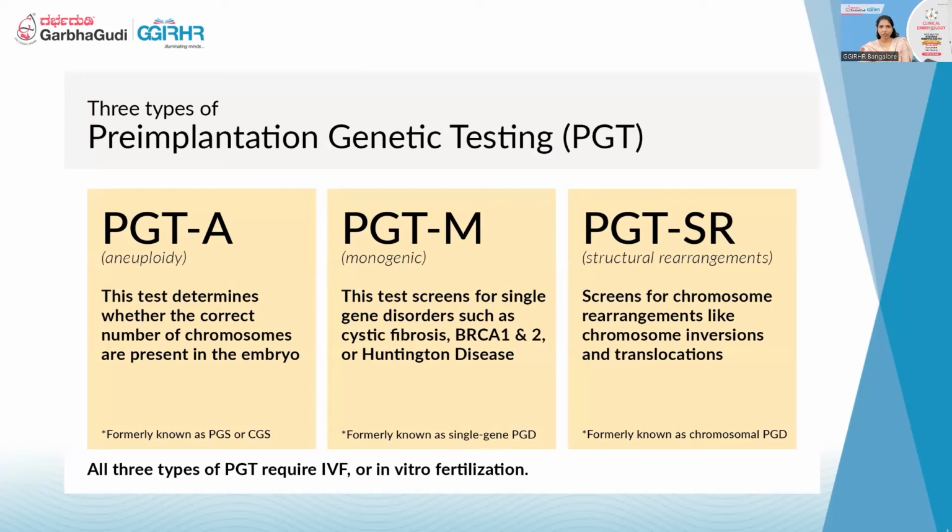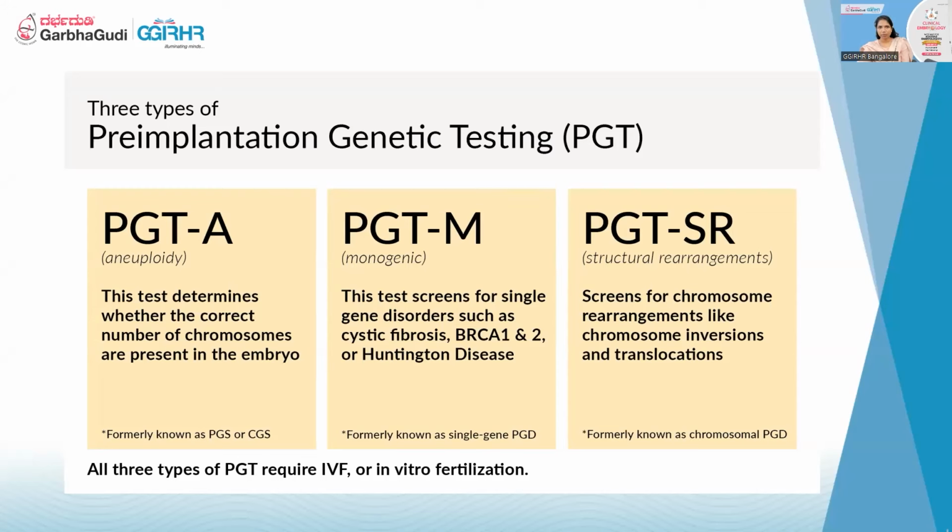Then moving on to PGT-M, that is for monogenic. Only when we suspect something in the family history or an inherent genetic cause, we send it for PGT-M. This test screens for single gene disorders such as cystic fibrosis, BRCA1, 2, and Huntington disease. Then moving on to structural rearrangement. When we see a structural rearrangement in the parents, we counsel them for PGT-SR. Screening for chromosome rearrangements like inversion and translocation can be found out when we send the sample for SR.